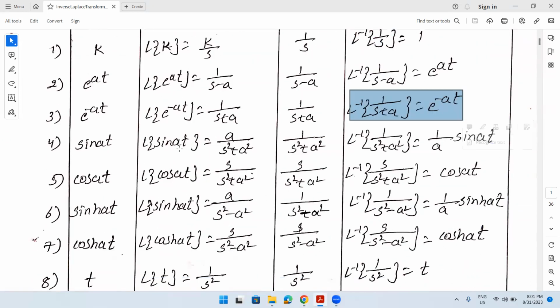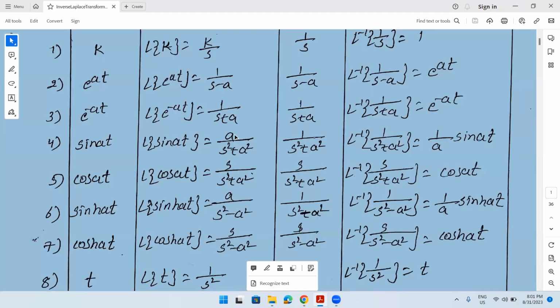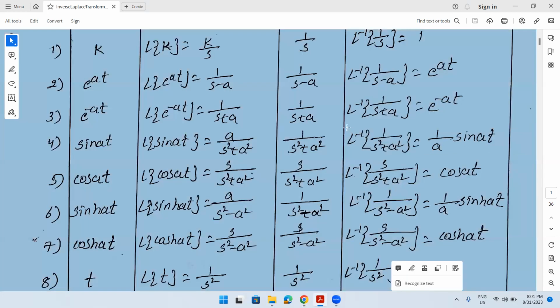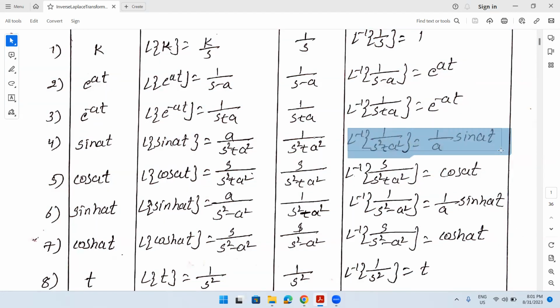In the same way, we have learned Laplace transform of sin a t is a by s square plus a square. Since a is a constant, we can take it to the left hand side and L to the right hand side. What is left if we take a to the left hand side? 1 by s square plus a square is left. L inverse of 1 by s square plus a square, as a has gone to the left hand side, gives 1 by a sin a t. Since it is a constant, we can take it to the right hand side. So the fourth formula is L inverse of 1 by s square plus a square is 1 by a sin a t.